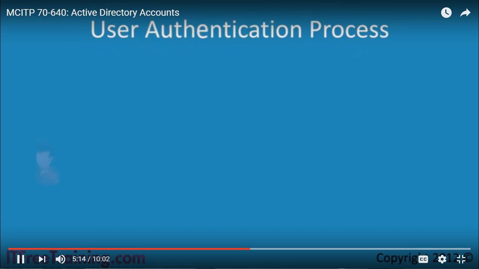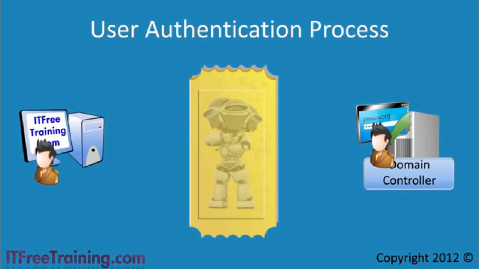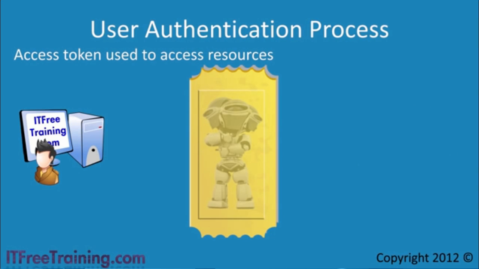Windows, let's have a look at the process that happens when a user is authenticated by a domain controller in a domain. When a user is authenticated by a domain controller, an access token is generated for that user. The access token can then be used to access other resources on the network. Inside the access token is the user's SID.